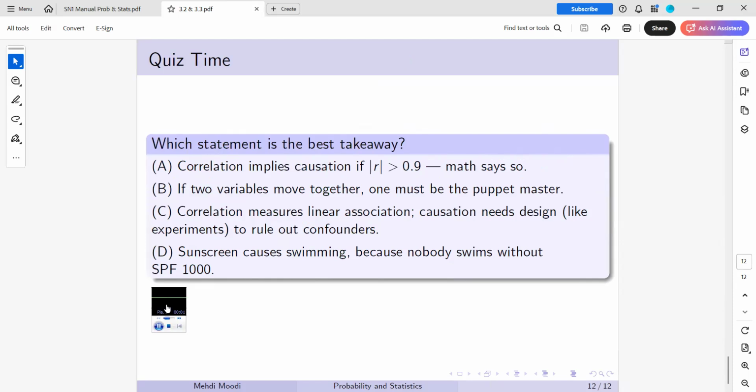Pick C. Remember, if you want cause and effect, bring a good study design, not just a pretty scatter plot.